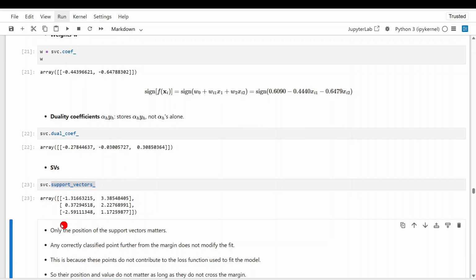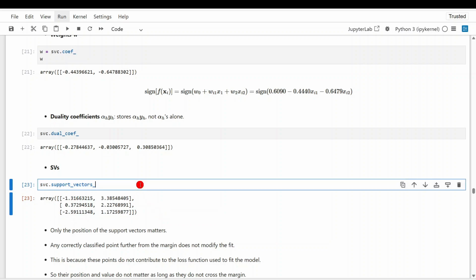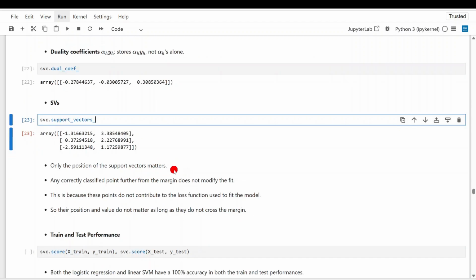If I run it here, we have 1 observation, 2 observations, 3 observations. In the training set we have 70 observations, but of those 70, only 3 points contribute in estimating this linear support vector classifier decision boundary. Therefore, only the position of these support vectors, these 3 points, matters, and any correctly classified point that is far from the margin will have no impact in the estimation of the decision boundary.